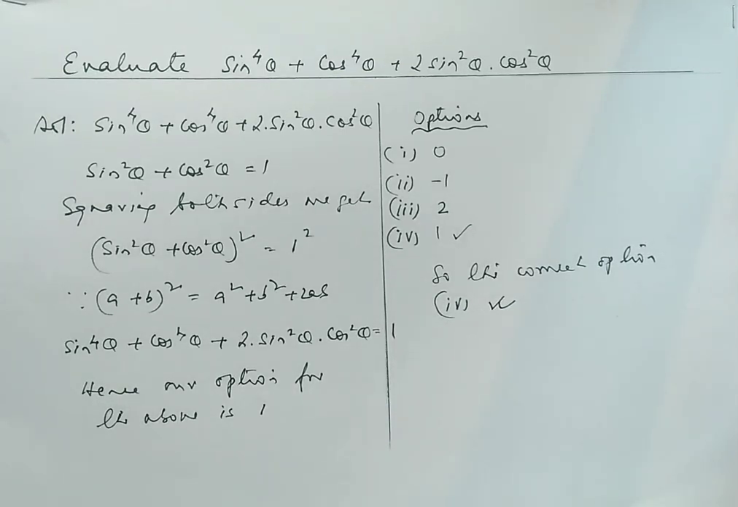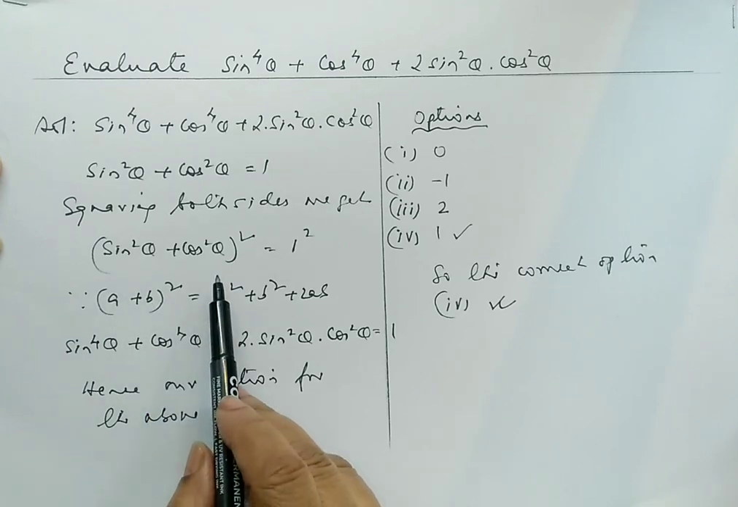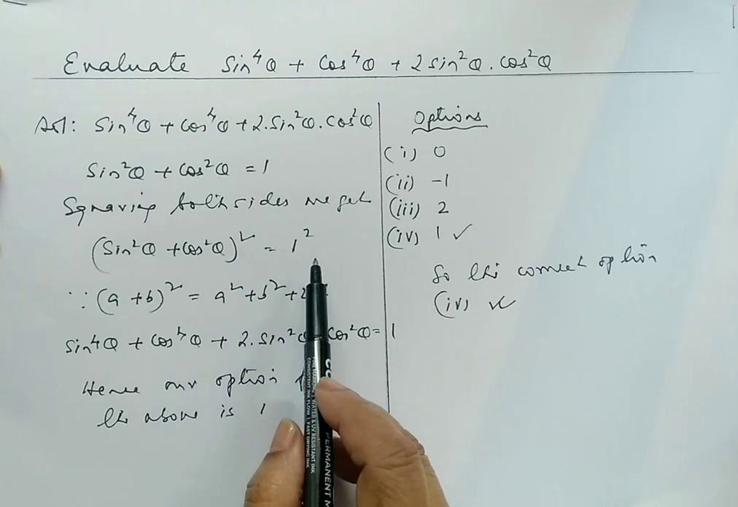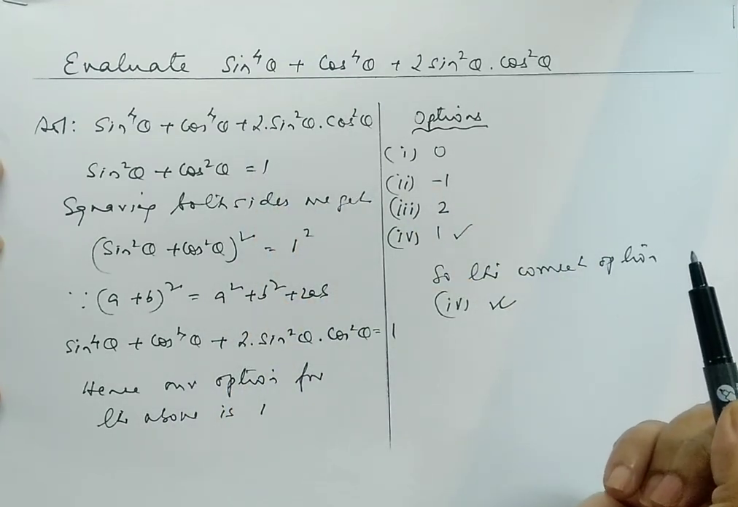Alright guys, so this was not very difficult at all. It was in fact very easy. You had to keep in mind the identity and then the tactic of squaring it up so that we obtain this. Alright, so that was it.